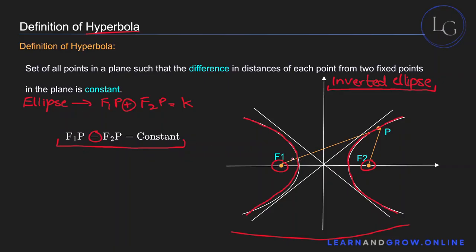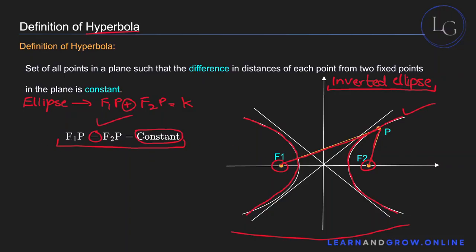Now, again, this equation, what does it mean? Well, if you subtract this distance from this distance, it will always be a constant in case of a hyperbola. So if you take any point on this hyperbola, this equation will hold true.